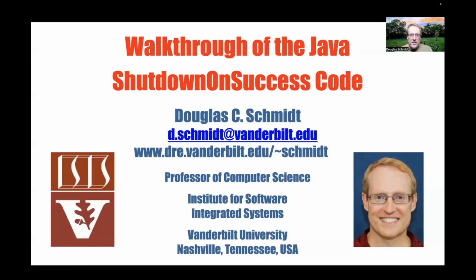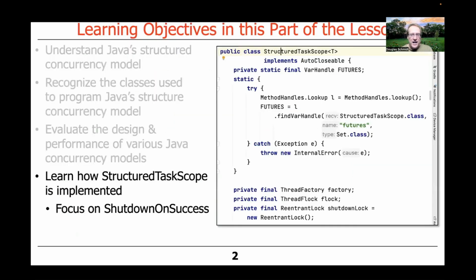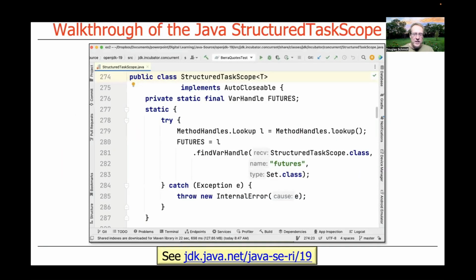So we're now going to talk about the implementation of the structured task scope ShutdownOnSuccess nested subclass. And this class, of course, is the one that's going to capture the first result that returns successfully, shut down all the other threads in the scope, and then return that result. So once again, you can get the code here from this link at the bottom of the slide. It's just nested as part of the structured task scope file.